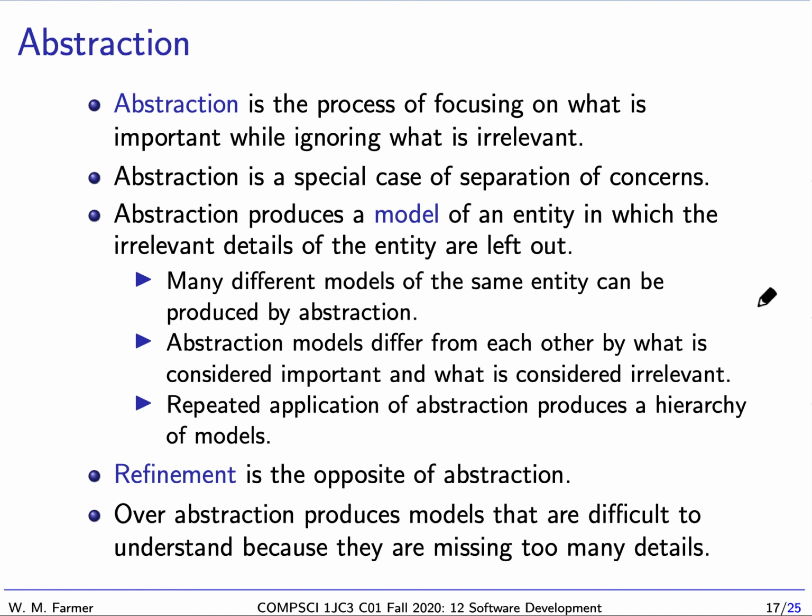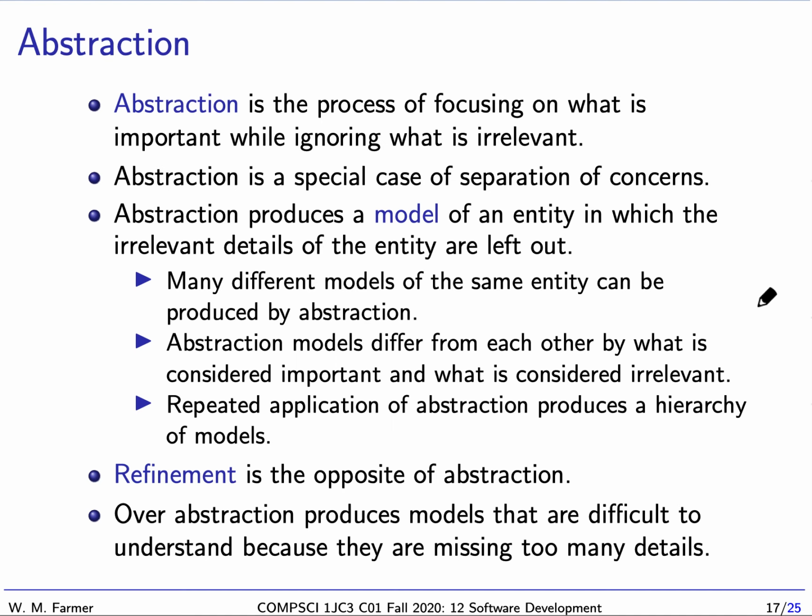And if you take an entity and produce an abstract model from it, then you can produce an abstract model from that and so forth. And this produces a hierarchy of models. And you can think as you go up, they get more and more abstract. As you go down, they become more and more concrete. And refinement, which we talked earlier about as a model of software development, refinement is the opposite of abstraction. Abstraction is getting rid of details.